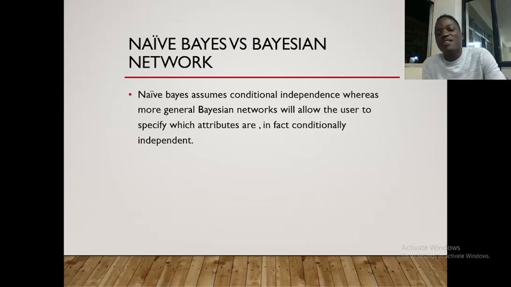Naive Bayes assumes conditional independence, whereas a more general Bayesian network will allow the user to specify which attributes are in fact conditionally independent.